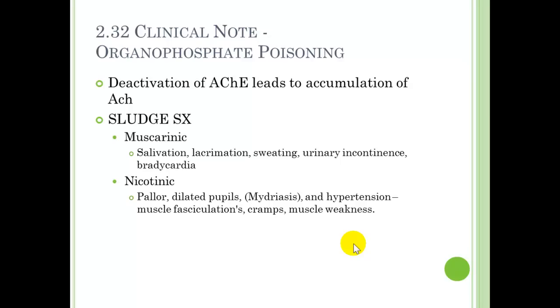SLUDGE stands for salivation, lacrimation, urination, defecation, gastrointestinal, and emesis. Urinary incontinence and bradycardia may also occur because of increased parasympathetic tone or vagal tone. On the nicotinic side, pallor, dilated pupils or mydriasis, hypertension, muscle fasciculations, which are like mini seizures, firing of motor end plates from the muscular viewpoint, cramps, and muscle weakness.